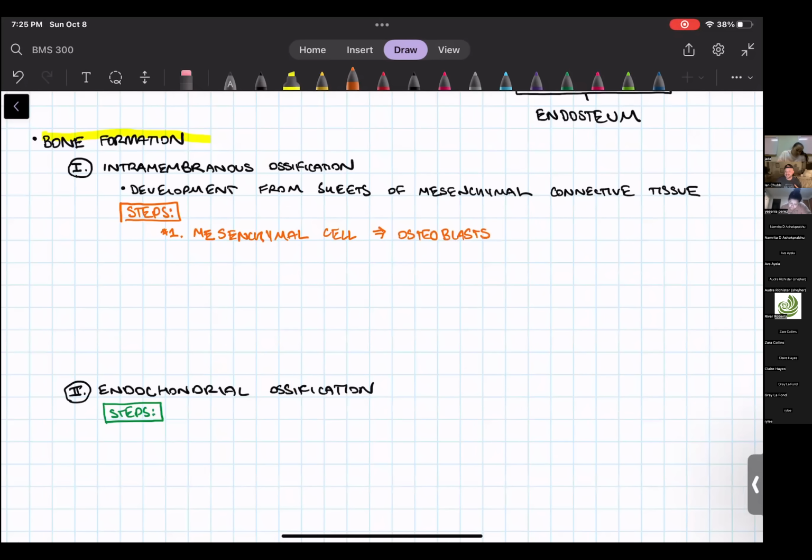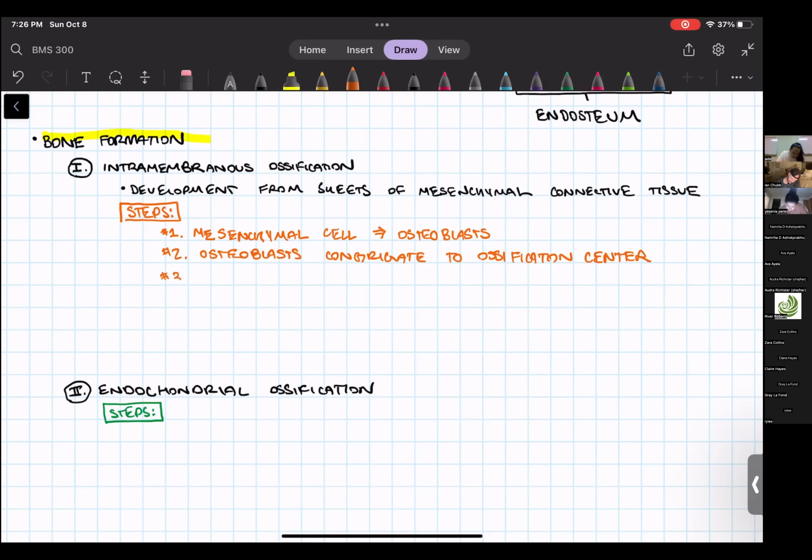And this is all happening inside of almost like a pool of cells, like a little matrix of cells. So we're not starting with cartilage like we do with endochondral. We're having a little pool of just mesenchymal cells that then differentiate into osteoblasts. From here, the osteoblasts congregate to ossification centers. So they're going to come together into these centers where we're going to actually start creating bone.